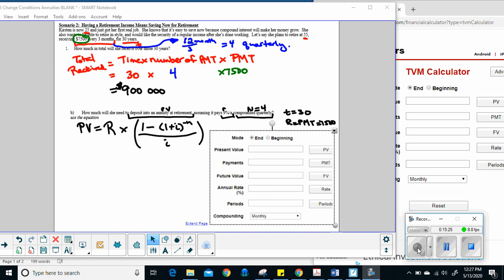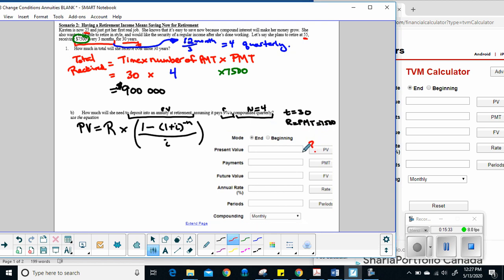All right, so how would we put these numbers into our calculator? Well, present value is what we need to figure out. So that's going to be our question mark. Okay, so leave that alone for now. We've decided that we want to be getting that 7,500, and we're doing that every 3 months. So that means I need to change this to quarterly.